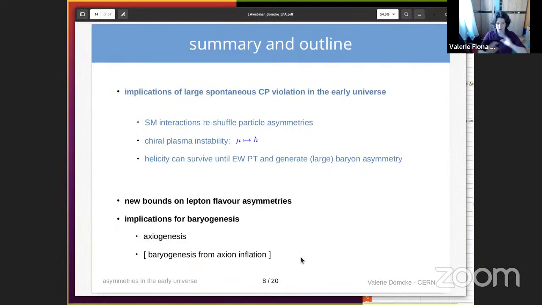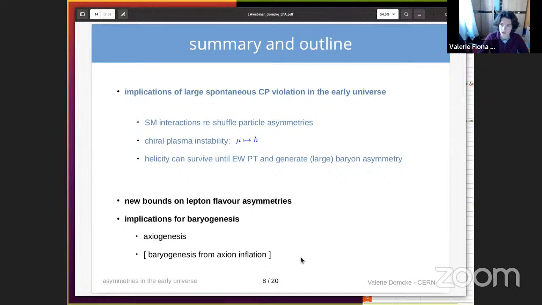Just to recall the ingredients that we have so far: we said that standard model interactions reshuffle particle asymmetries. The chiral plasma instability converts these asymmetries into helicity. Then with the inverse cascade, this helicity can survive until the electroweak phase transition. And at the electroweak phase transition, it can generate a potentially large baryon asymmetry, potentially in contradiction with observations.